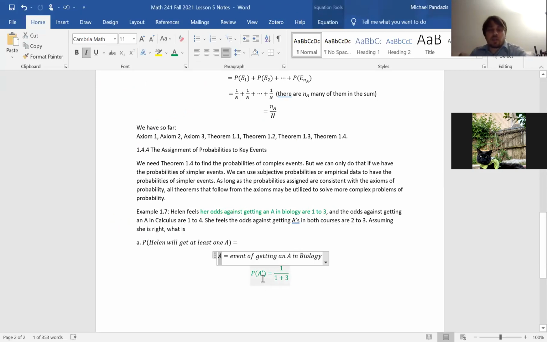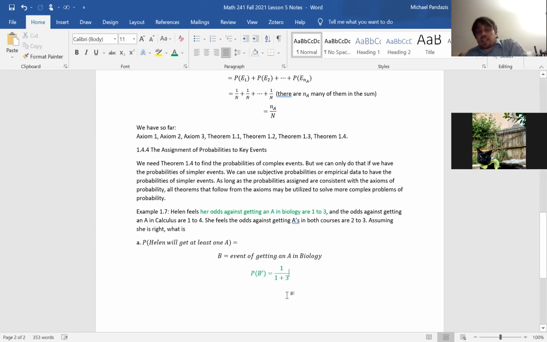So I want to call getting an A in biology B. So B prime is going to be not getting an A in biology. The probability of not getting an A in biology is 1 over 1 plus 3, because the odds against her getting an A in biology are 1 to 3. So that's equal to 1/4. The probability of not getting an A in biology is 1/4.